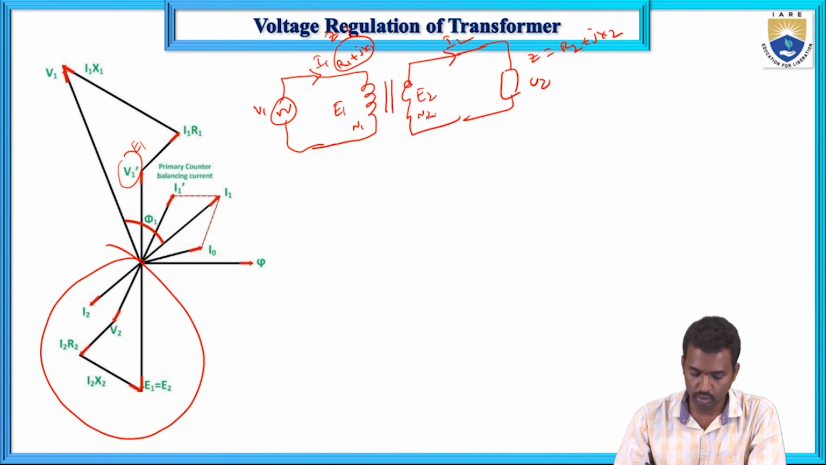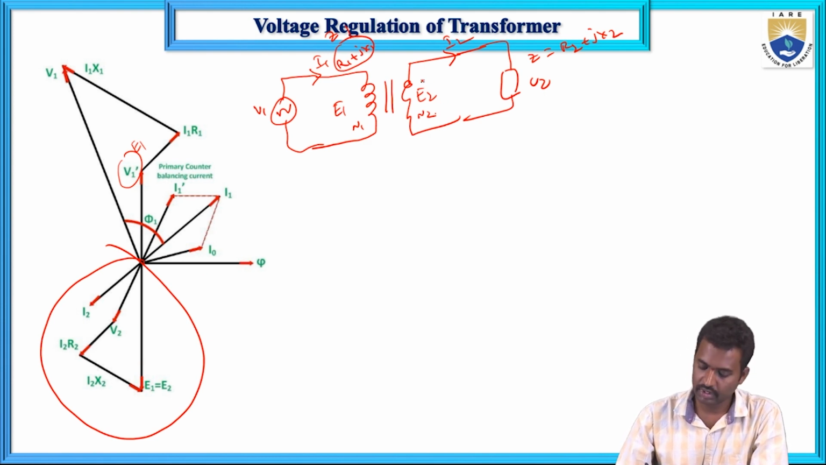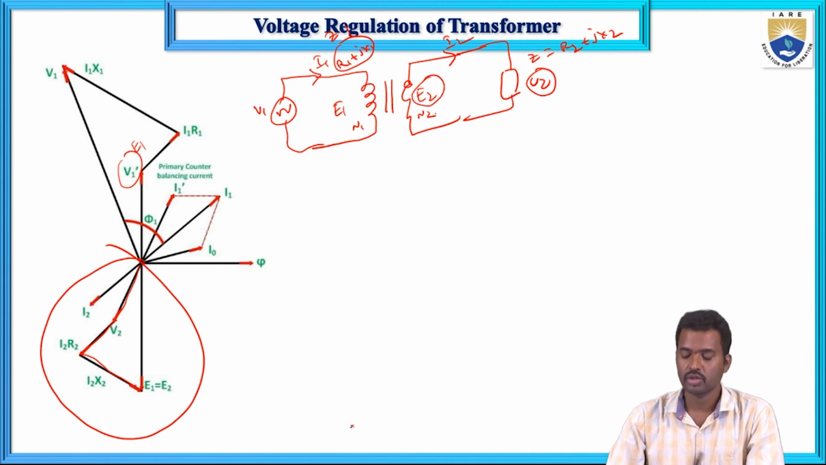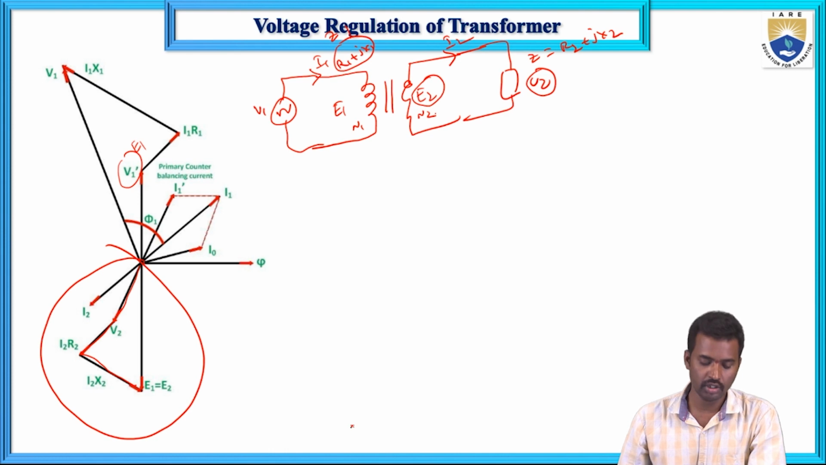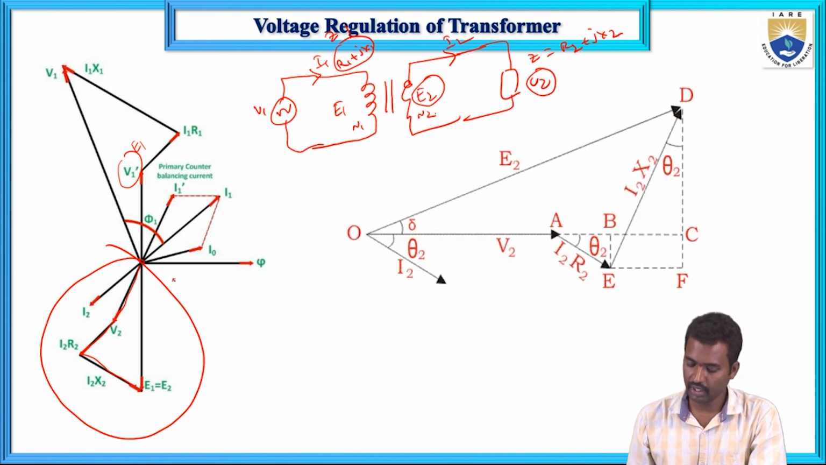So E2 equals V2 plus I2(R2 plus jX2), that is, V2 plus I2R2 plus I2X2 equals E2. So this is the diagram, and now I am representing this vector diagram like this. This is most important: this one and this one are the same.